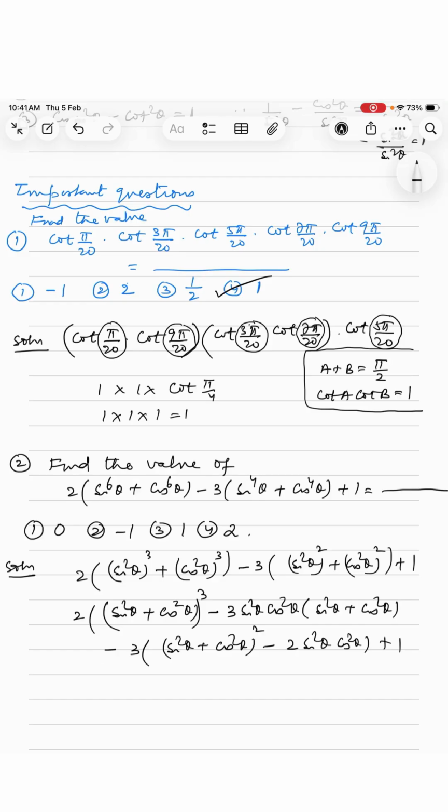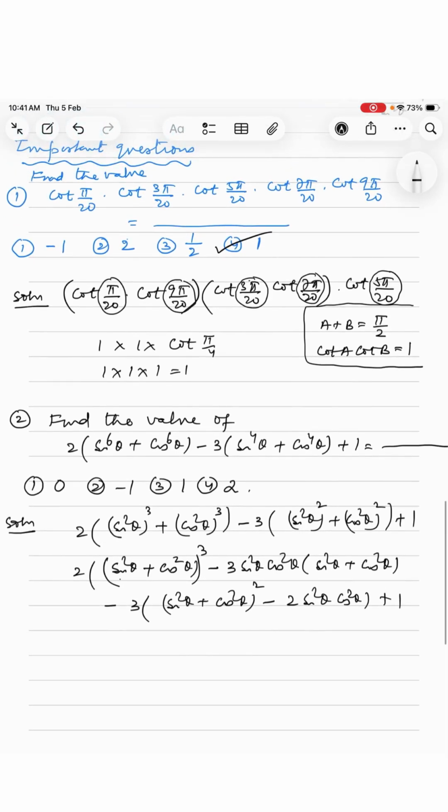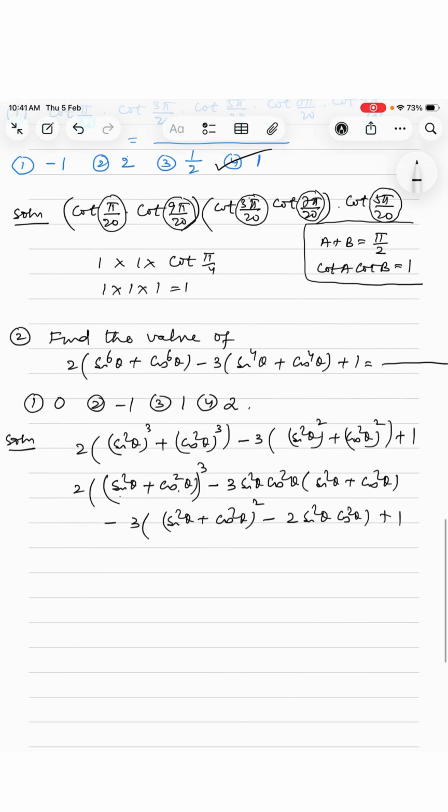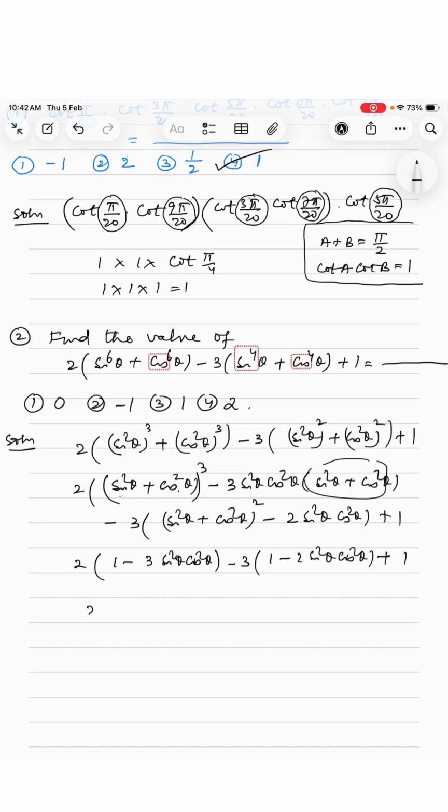plus 1. Okay. Now just now I told sin square theta plus cos square theta is always 1. Therefore we get 2 into 1 minus 3 sin square theta cos square theta, because this part is also 1, minus 3 into 1 minus 2 sin square theta cos square theta plus 1. Open the bracket: 2 minus 6 sin square theta cos square theta minus 3 plus 6 sin square theta cos square theta. This part gets cancelled. 2 minus 3 is minus 1, plus 1. Answer is 0. Very important question. Therefore answer is first option.